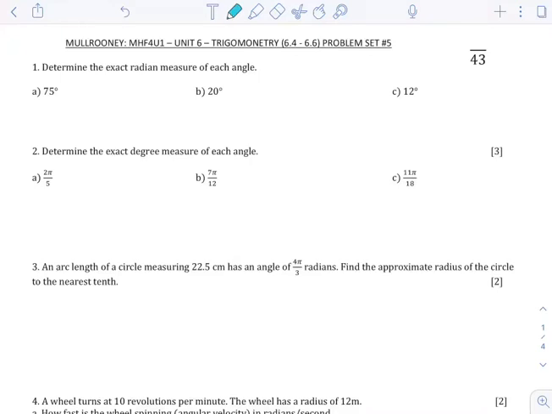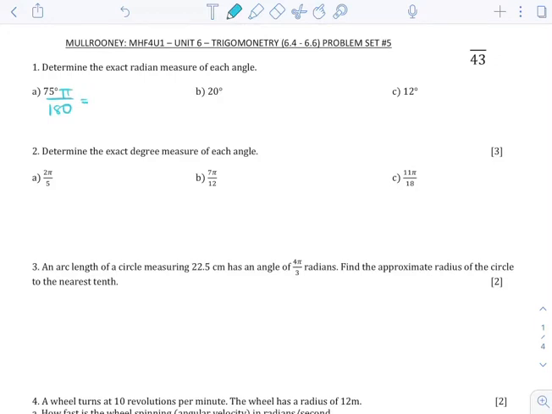All right, so we'll look at problem set 5, which was on trigonometry, sections 6.4 to 6.6. And the first question said, determine the exact radian measure of each angle. So remember, when it's exact, we're not going to evaluate pi. We're not going to go with decimals. So when we convert to radians, remember we multiply by pi over 180, and we try to reduce it.